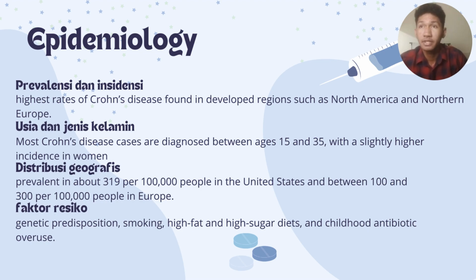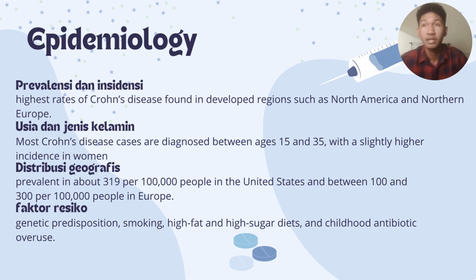So, Crohn's disease exhibits varying prevalence and incidence worldwide, with the highest rates found in developed regions such as North America and Northern Europe. In contrast, Asia, Africa, and South America report lower prevalence. However, developing countries have seen a rise in Crohn's disease incidence due to lifestyle and environmental changes.